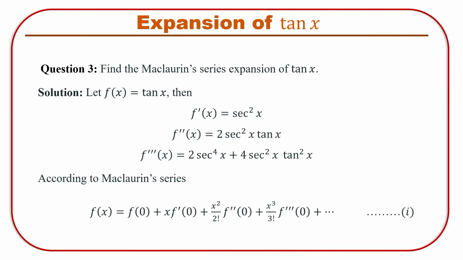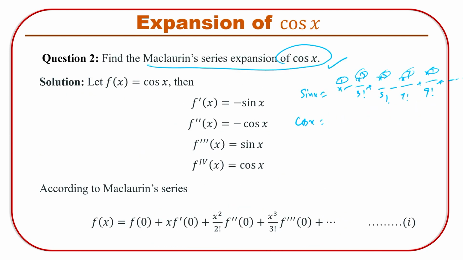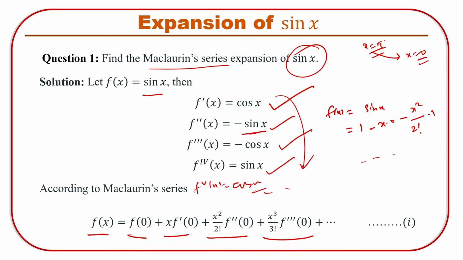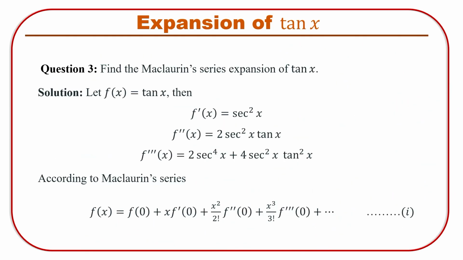Now, the third question is: find the Maclaurin series expansion of tan of x. As we had seen for cos x and sin x, we are expecting those values in terms of tan of x. You cannot do something like, okay, tan of x is equal to sin of x by cos of x and so on. No, you will have to go through the Maclaurin series. So, for the Maclaurin series we need f dash of x, f double dash of x, f triple dash of x and so on, higher order terms.